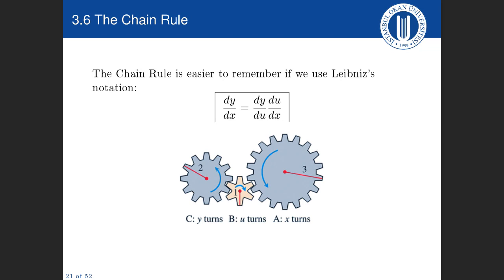We can imagine we have 3 cogs. The right-hand cog turns. It turns an intermediate cog, which turns the left-hand cog. By understanding each one of these derivatives, we can understand the whole movement or the whole system.